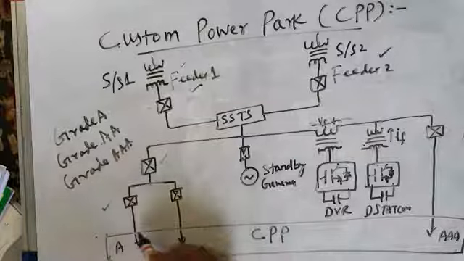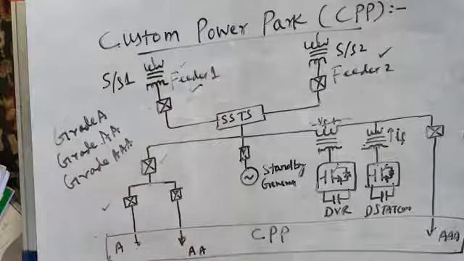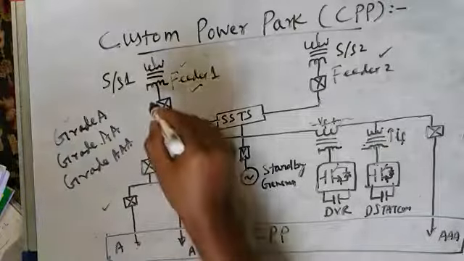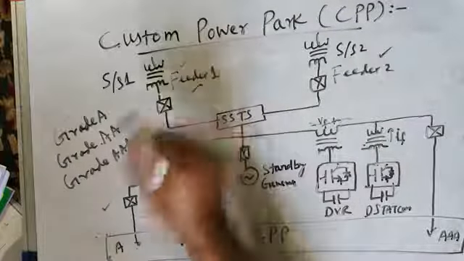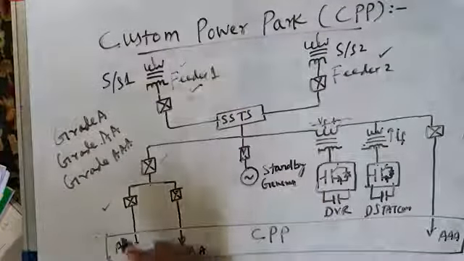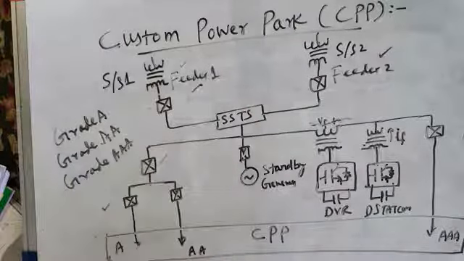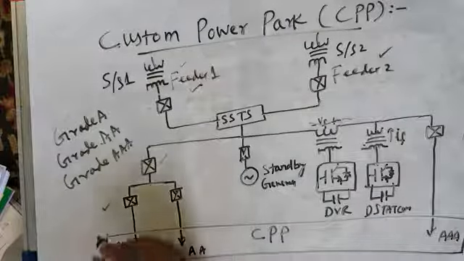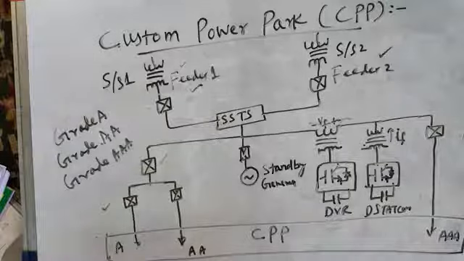So therefore this customer gets uninterrupted power supply and good quality of power supply, sinusoidal voltages. But what will happen if there is a fault on both the feeders? This feeder goes, this feeder also goes. In that case, this grade A customer will not get any power. There will be complete disruption of power.